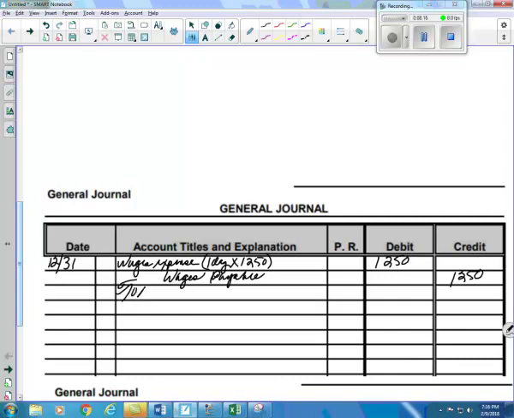Our journal entry description: to record accrued but unpaid wages. Actually, let me change that. If I was going to say accrued, I would just say accrued wages. Or, there's a big or, you could say to record wage expenses incurred but not paid.